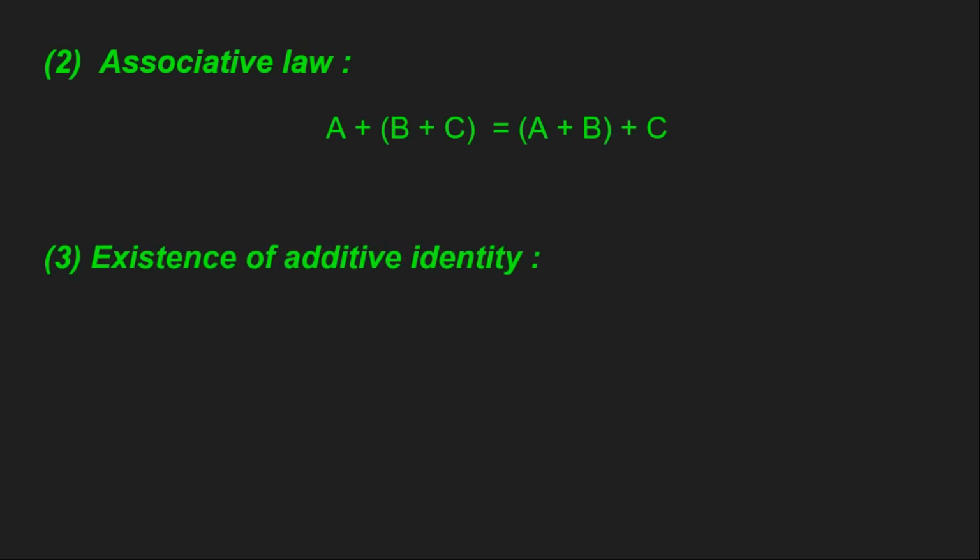The third one is the existence of additive identity, guys. This is the third property of matrices. Suppose you have a matrix A with the order of m cross n, and you have an m cross n zero matrix. So guys, we have two matrices. First of all we have a matrix A with m cross n order, and after that we have an m cross n zero matrix. You can denote this by O.